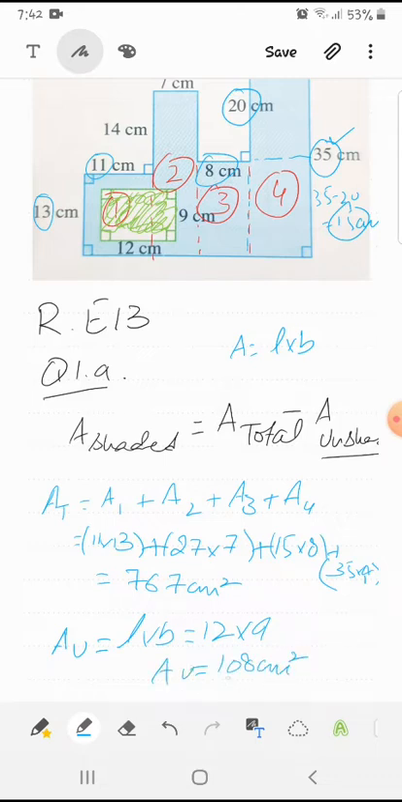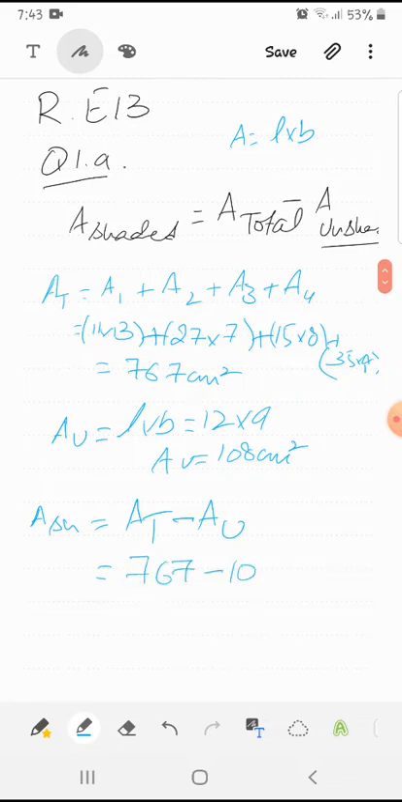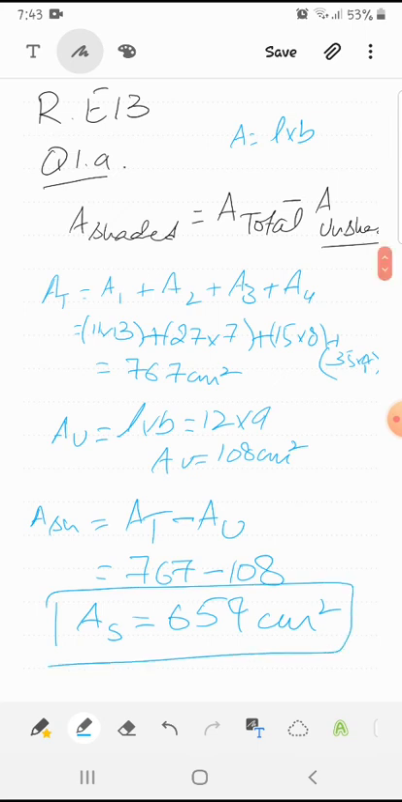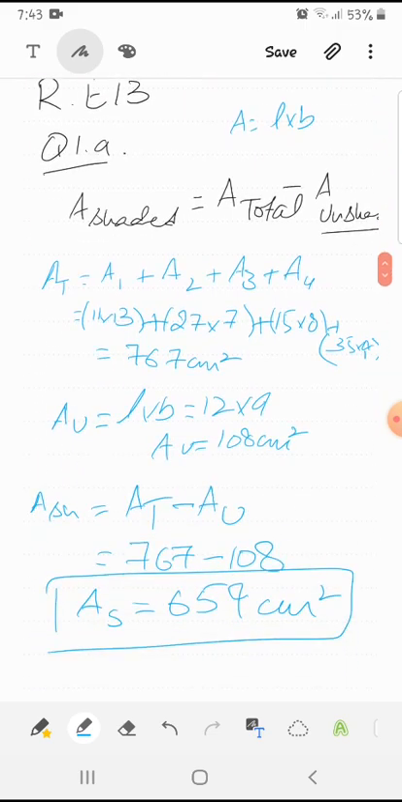So this is the area of the unshaded part, and for the area of the shaded part we just have to deduct from the total area the area of the unshaded part, which is something like this: 767 minus 108, that gives you a total of 659 centimeter square. And this is how you calculate the area of the shaded part out of this total figure. So I think this is all.